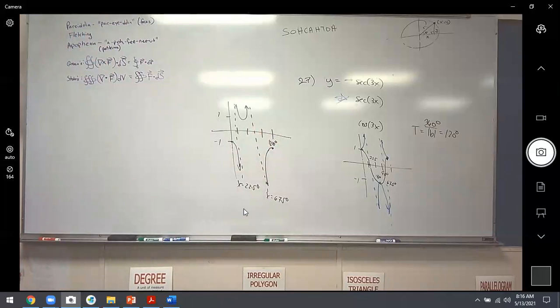Yeah, you could. How do you graph secant? There's no secant button. You do 1 divided by what is flipped to be secant? Cosine. You graph 1 over cosine of 3x and you're done.